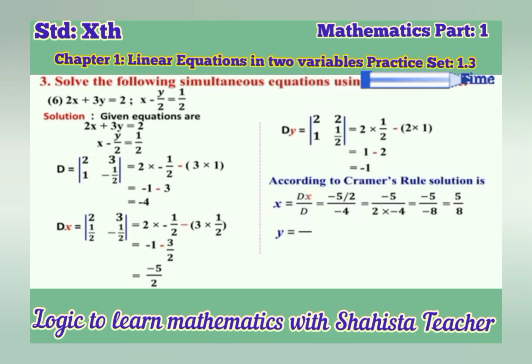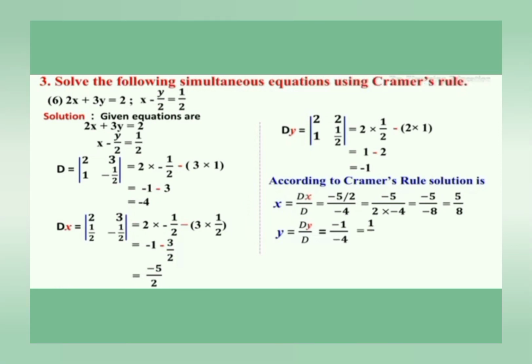Now y is equal to Dy upon D, that is equal to minus 1 upon minus 4. Minus gets cancelled. We get here 1 upon 4. So x comma y is equal to (5 upon 8, 1 upon 4), which is the solution of the given equations. So simple and easy to solve all these 6 questions.